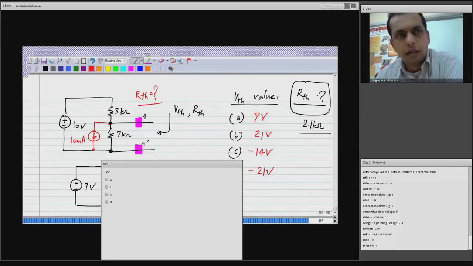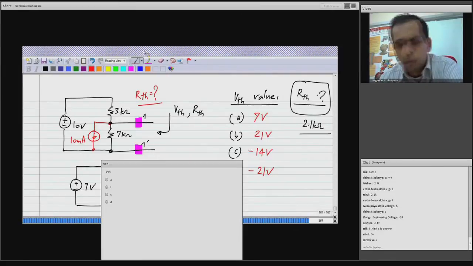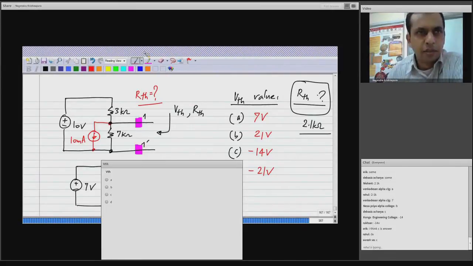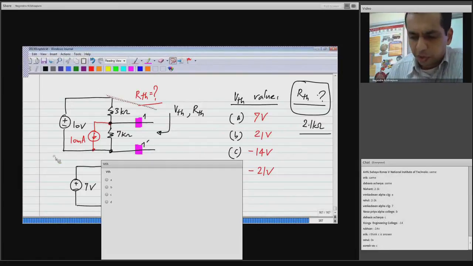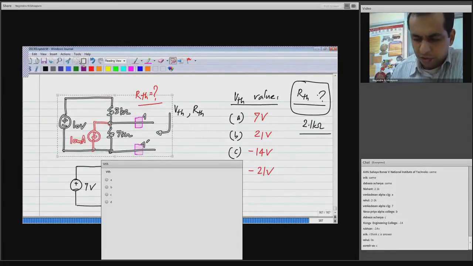Okay, I think again many of you are able to do it correctly, although one person said 0 volts. I'm not sure why that's the case. So let me do it and show it, although this also is quite simple.